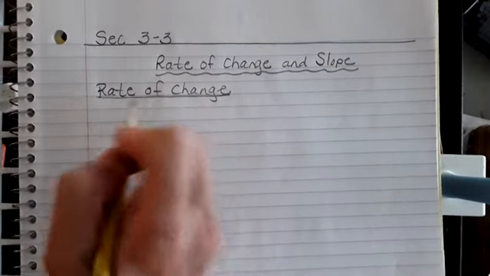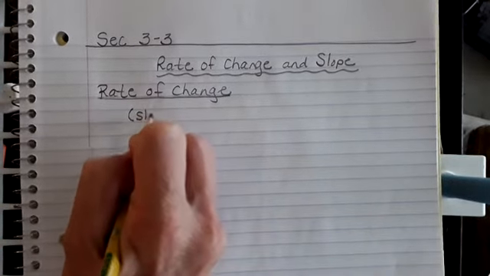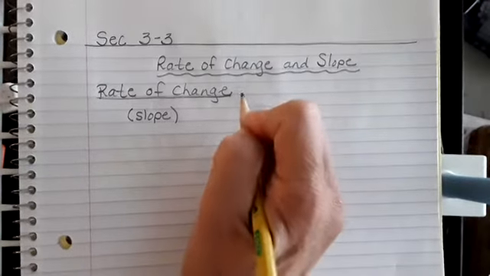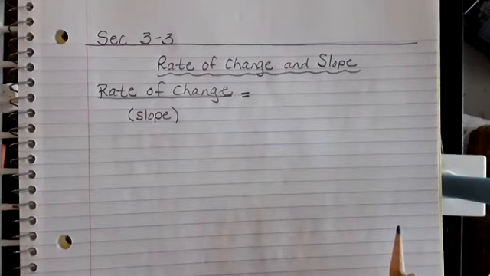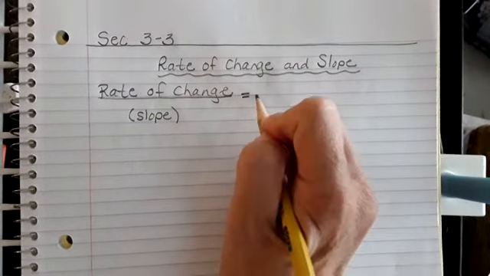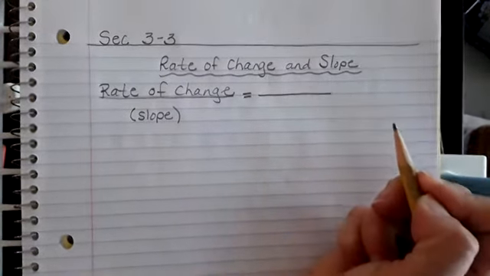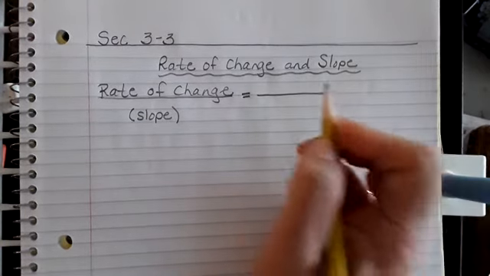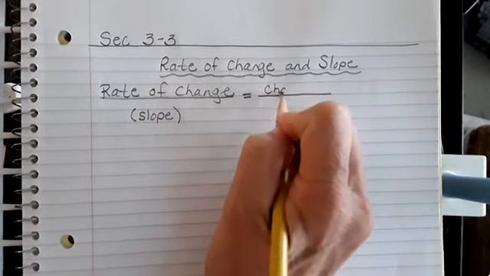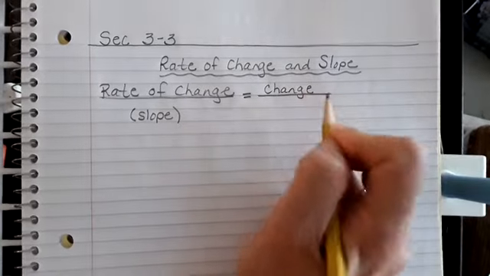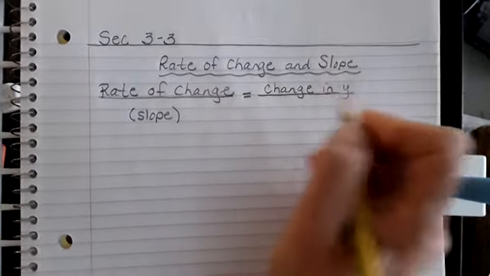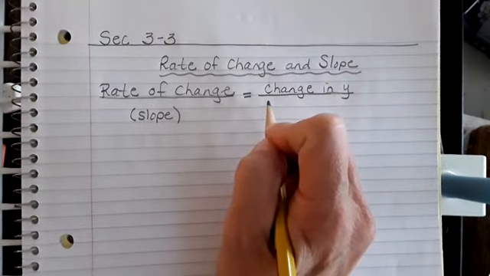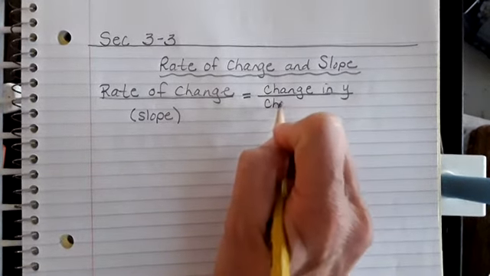Now, rate of change is another way to refer to the slope of a line, the steepness of a line. And a rate of change is a comparison of two values. And they're compared to each other in fraction form. So your numerator is going to be whatever the change in your y is. Your denominator is going to be the change in your x value.